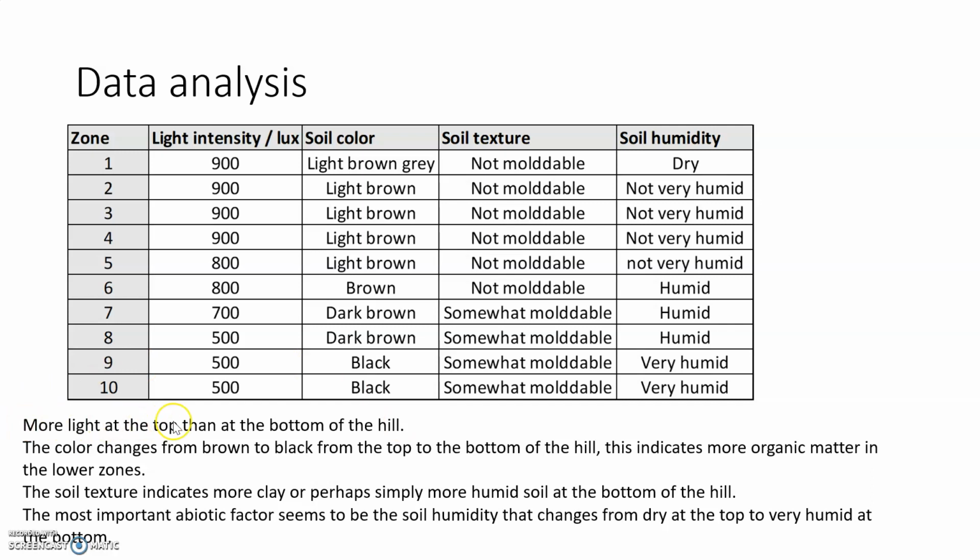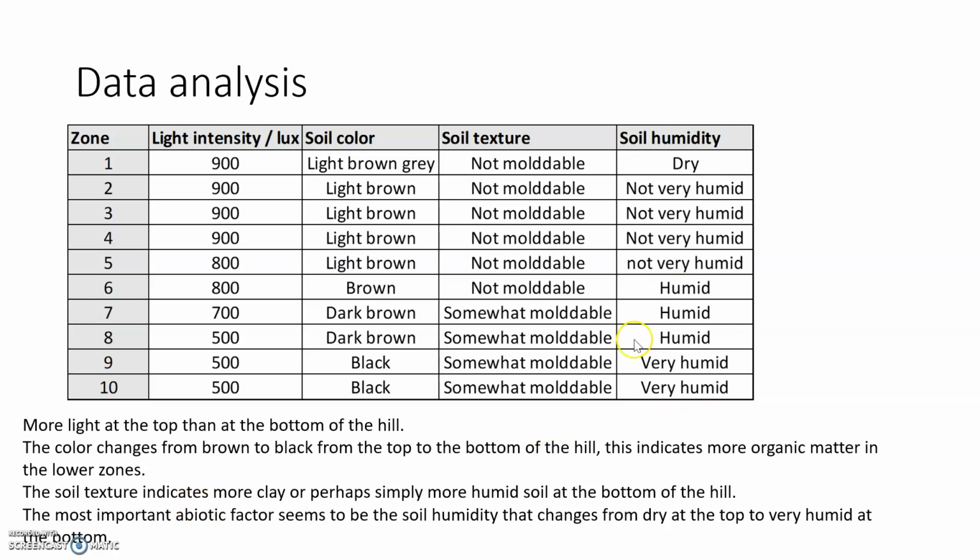So there is more light at the top of the hill than at the bottom of the hill. The soil changes color from brown to black. This indicates that there is more organic matter in the lower zones. And the soil texture indicates that perhaps there's more clay, but it could also be simply that the soil is more humid at the bottom of the hill.